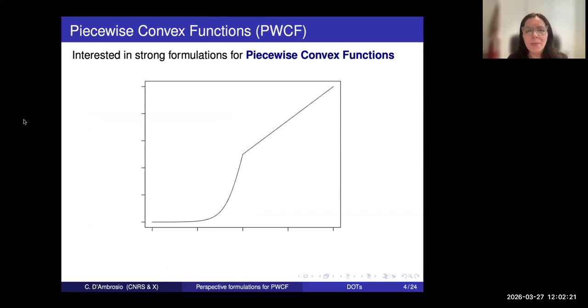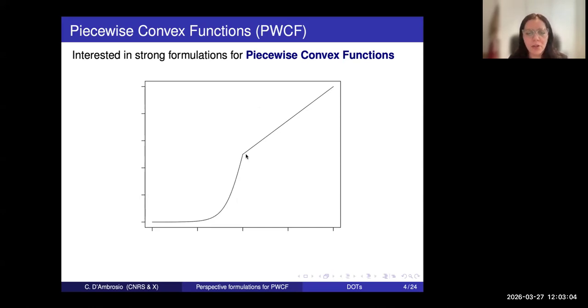When I speak about a piecewise convex function, I speak of a function of this kind. We have a univariate function, so I will stick with univariate for today. The x domain can be divided into intervals in which the function is convex. For example, here you can see two intervals of the x-axis: here the function is convex, and in the other part the function is linear, thus convex as well. So the full function is not convex, but it's piecewise convex.